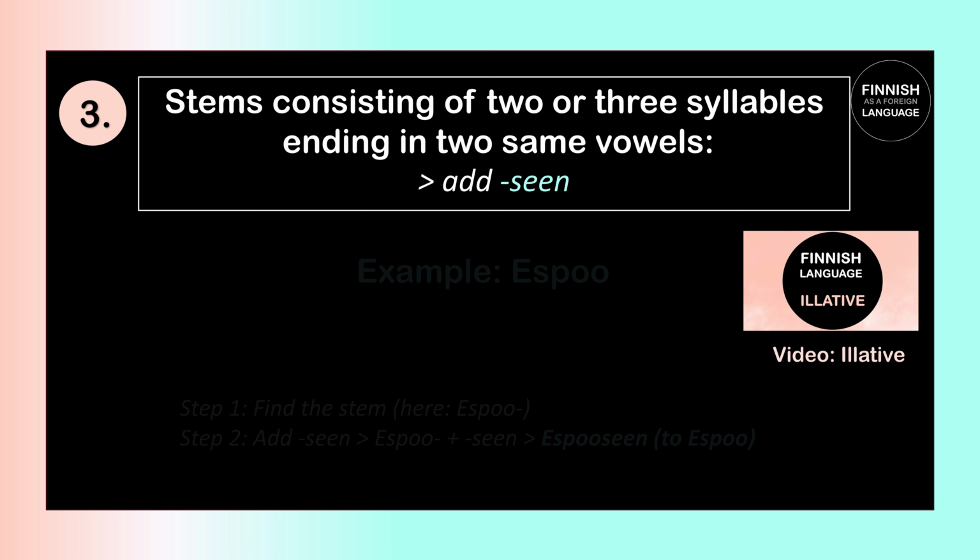And the third illative ending is seen, which we add to stems consisting of 2 or 3 syllables ending in 2 same vowels.